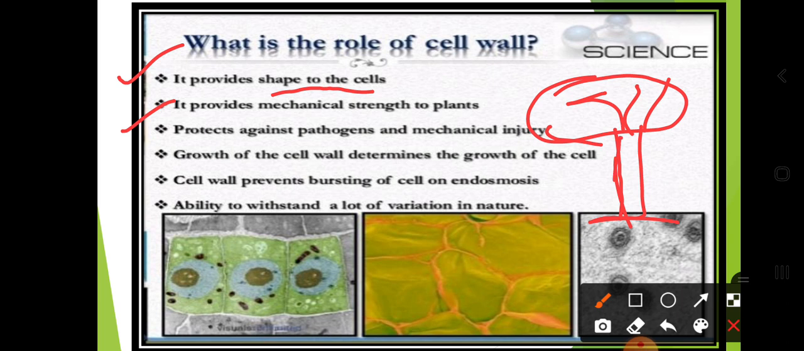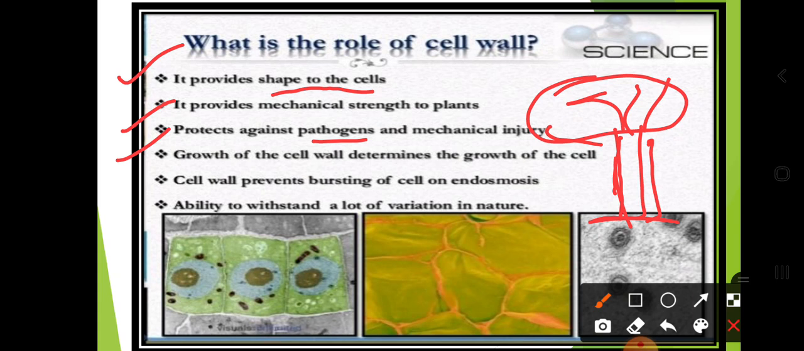The cell walls, which are the outer covering layer of the cells, provide the mechanical strength in the plants. The next role of the cell wall is that it protects against pathogens. Dear students, what do you mean by pathogens? You have learned this. Pathogens are nothing but small microorganisms which act as harmful bacteria.